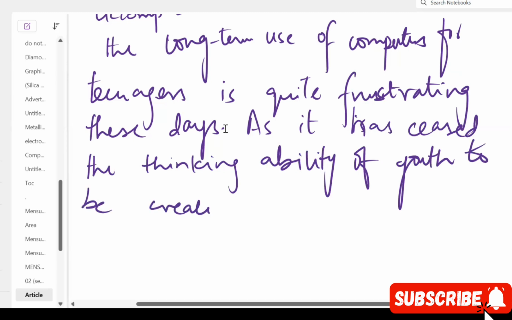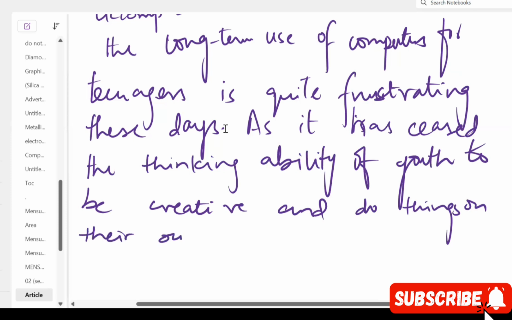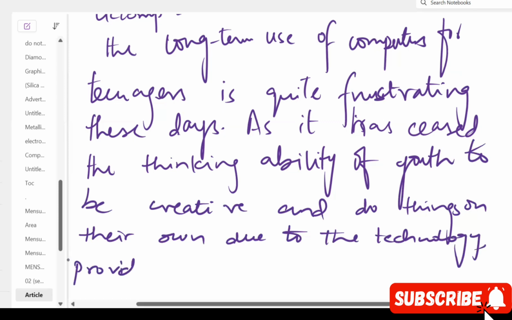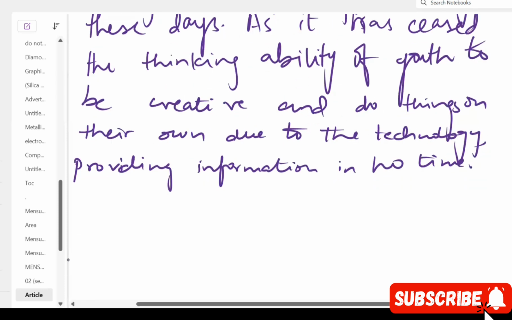to be creative and do things on their own, due to the technology providing information in no time. All right, this is what technology gives us. It provides information in no time, right?